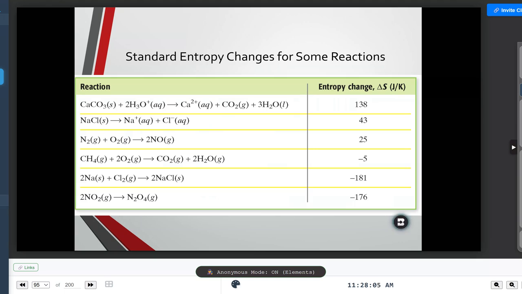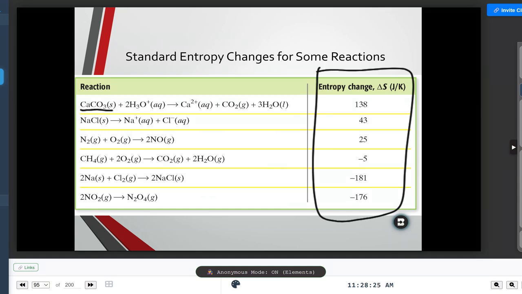So let's look at some examples, and I want you to try to see why it is that we might have some of these values that we have for entropy with these examples. Let's look at the first one. These are standard entropy changes for some reactions, things that we've measured. You notice we have calcium carbonate as a solid reacting with hydronium ion, that's an acid, right? Whichever acid we might have in that case. And it's going to form calcium ions plus carbon dioxide plus water. Okay, it says that the entropy change is 138, meaning that it has become what?